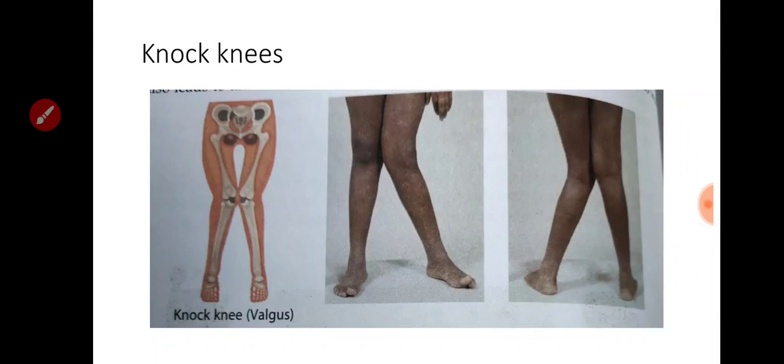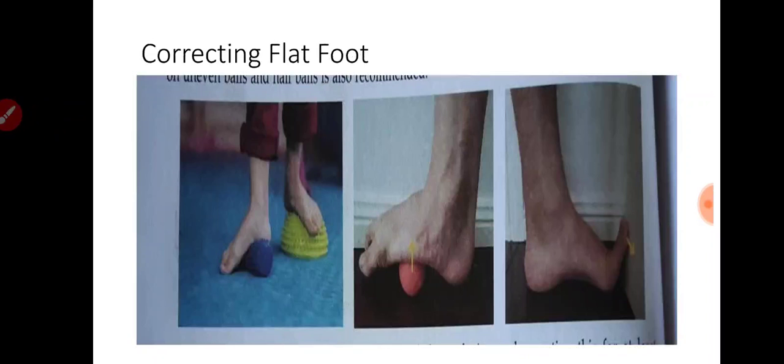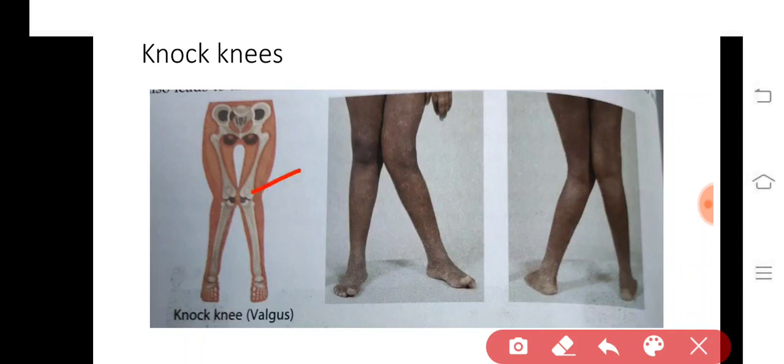The third one, the limb deformity, is knock knees. Knock knees means the person's knees are bent inside like this. You can see one leg is straight but another leg is bent a lot and it is just knocking the other knee. This is the picture taken from the back side.